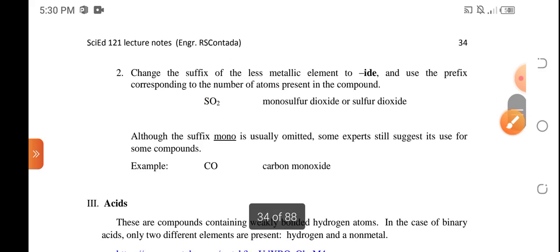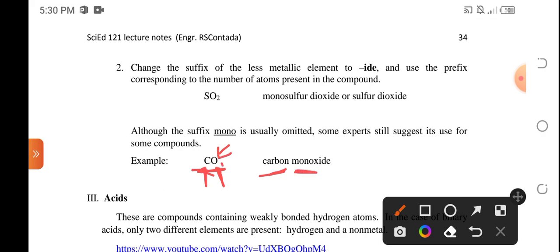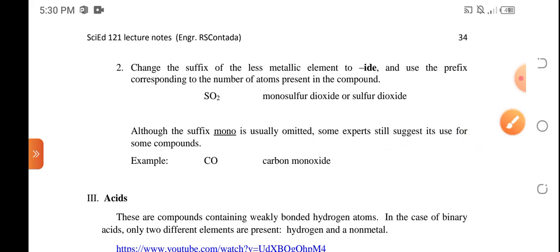Okay? Another example. So this one. Carbon, iisa lang ang carbon. Pwedeng monocarbon. Okay? Tapos yung second naman na nonmetal is oxide and there's only one. Dito natin gagamitin yung monoxide. Hindi mono-oxide ha. Monoxide. Okay? Mono means one.